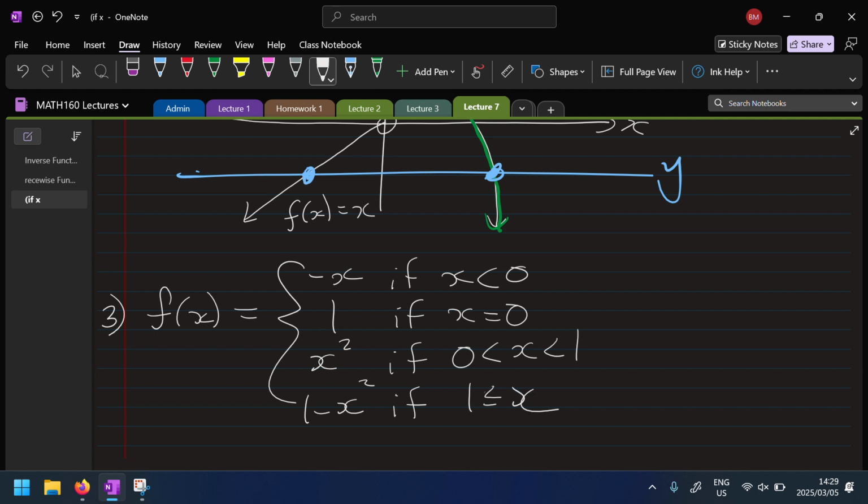So here we've broken it up into 4 parts. We've got everything less than 0, that's part 1. 0 itself, that's part 2. It's a single point, but it's still part 2. Between 0 and 1, that's part 3. Everything after 1, part 4.